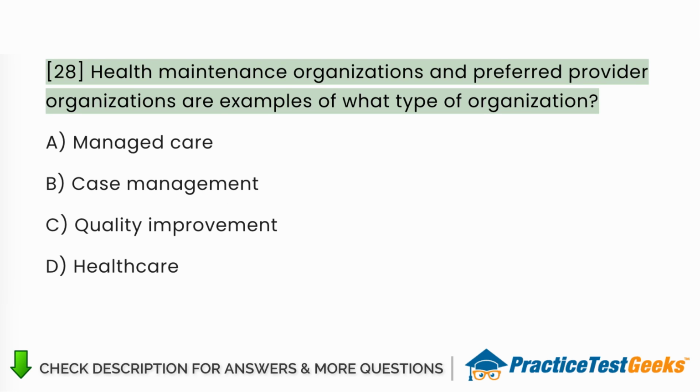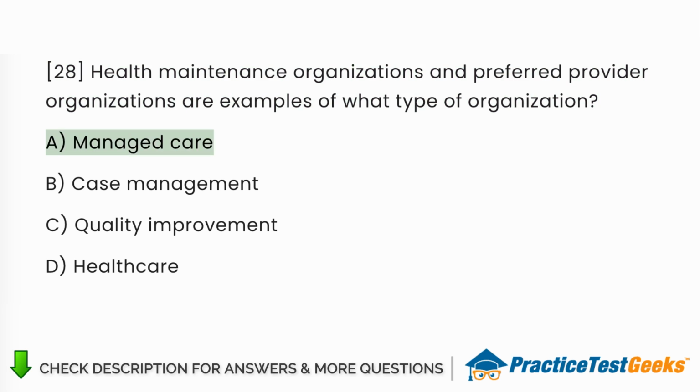Health maintenance organizations and preferred provider organizations are examples of what type of organization? A. Managed care. B. Case management. C. Quality improvement. D. Healthcare.